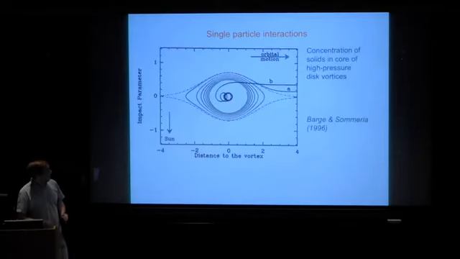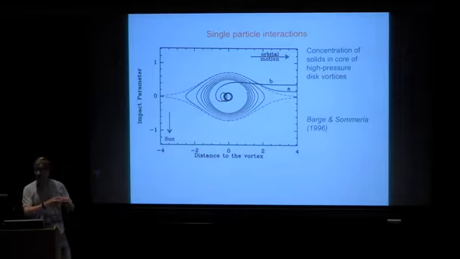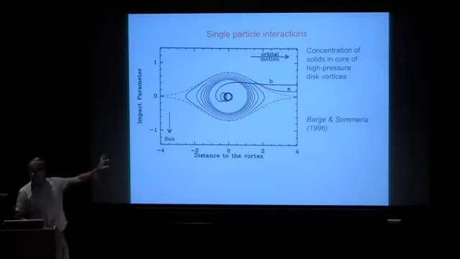And then another interesting possibility is, suppose you have some more interesting fluid structure in the disk, like a vortex. If that's a high-pressure vortex, basically the same sort of physics works. The high-pressure vortex will tend to attract solid material in some appropriate regime of aerodynamically coupled size, and that solid material will start to build up in the core of the vortex.